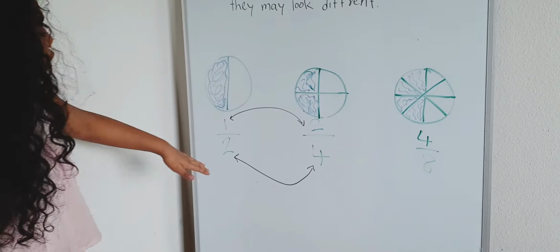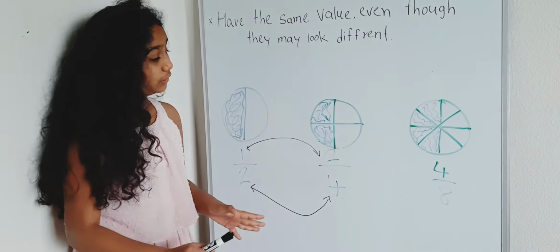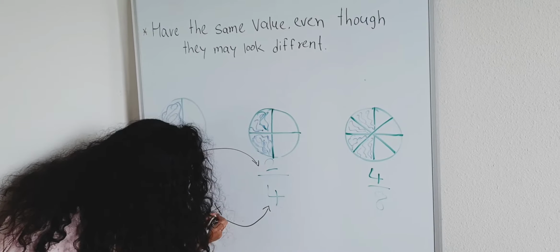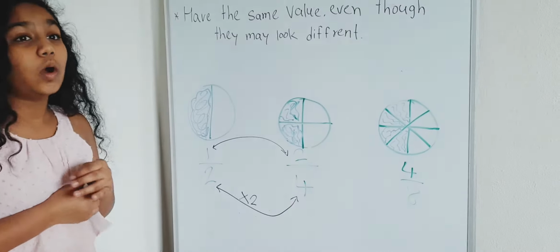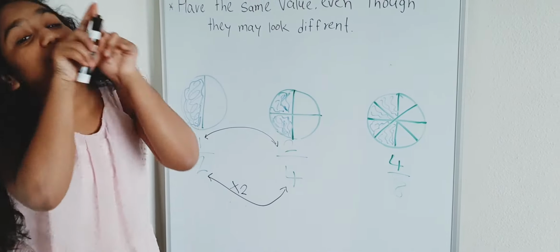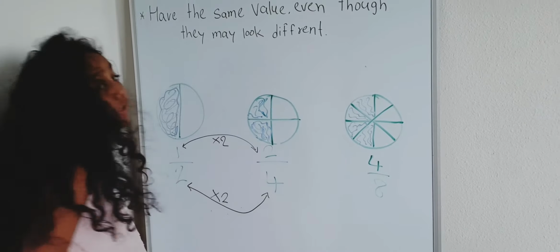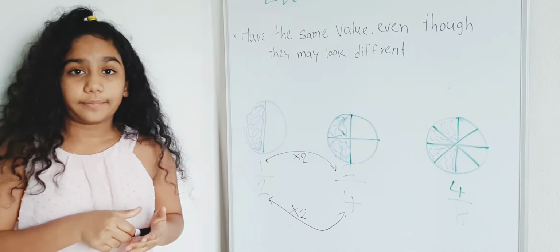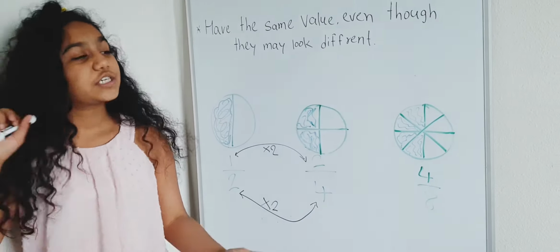So, 2 multiplied by 2 equals 4. See how familiar they are? Multiplied by 2. So now, 1 multiplied by 2 equals 2. So multiplied by 2. See when I told you whatever happened to the top must happen to the bottom. See, we both multiplied it by 2.